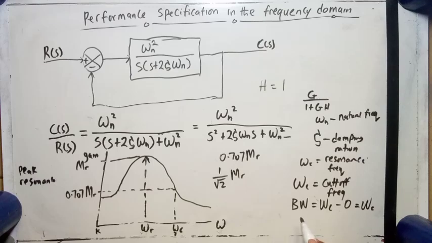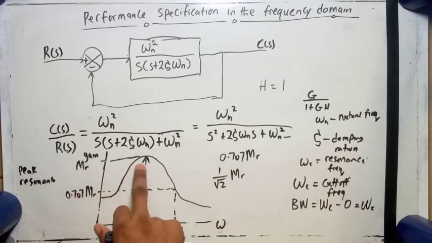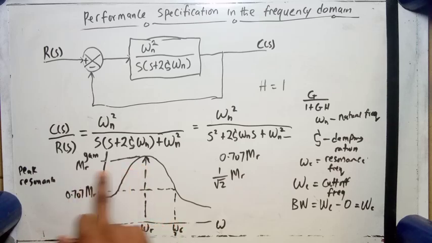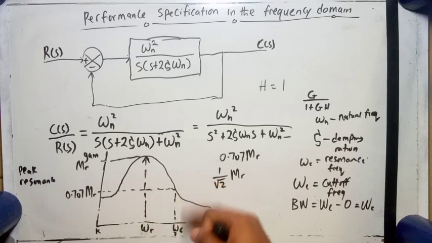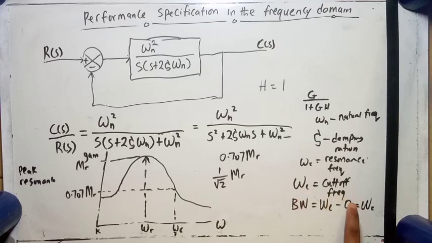So in case you're not given bandwidth, we're given wc. They're actually the same thing. wc is the corresponding value of 0.707 of your peak resonance. The corresponding frequency of that value is your cutoff frequency.